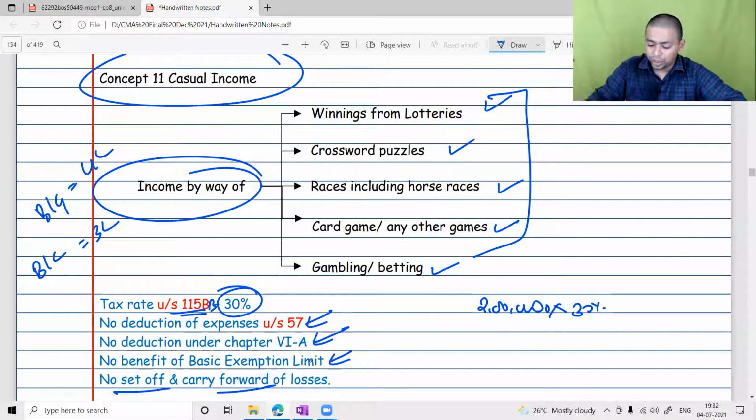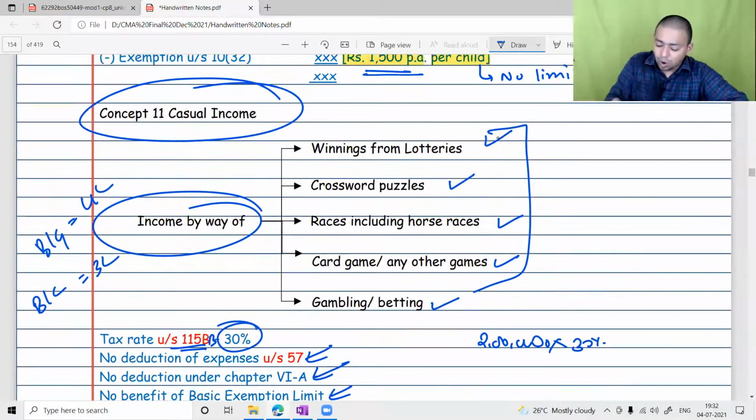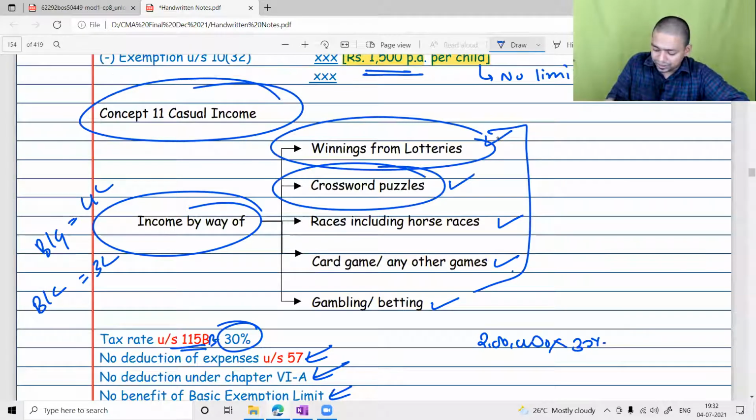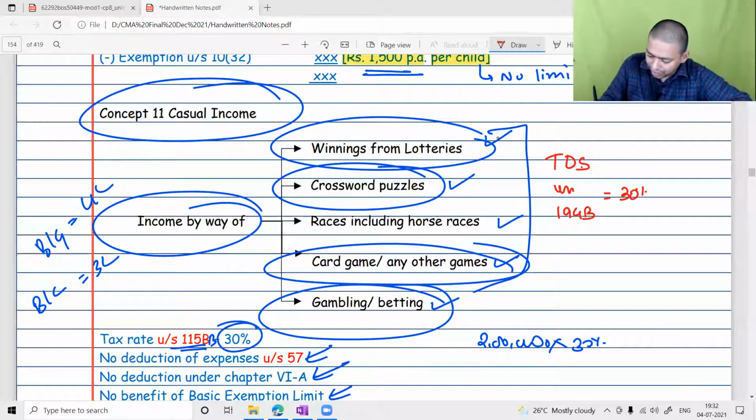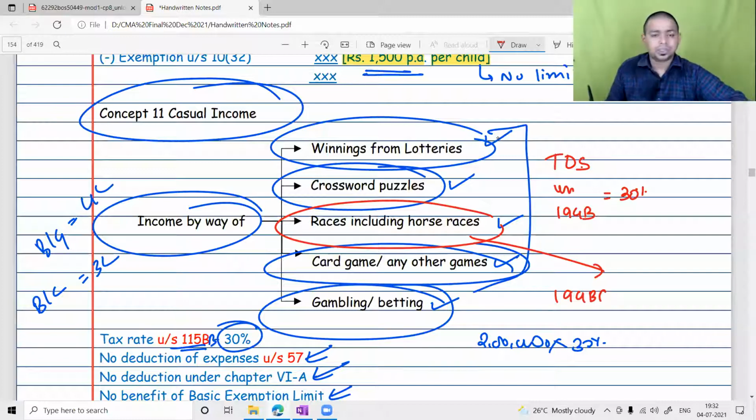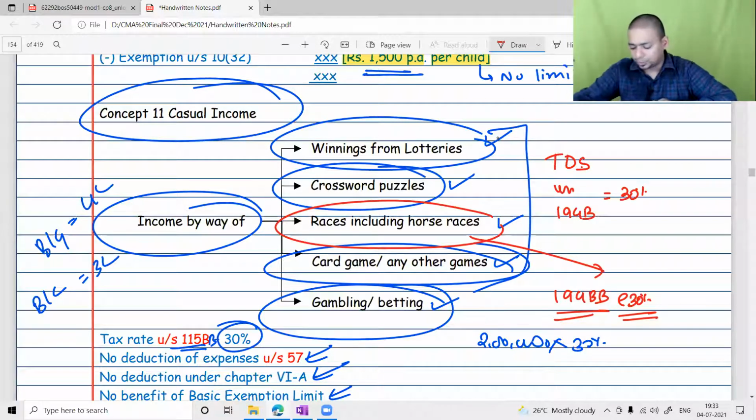Now, my dear friend, you need to understand one more thing here. For all these winnings from lotteries, crossword puzzles, card games and gambling, for all these 4 there is a TDS provision under section 194B. At the rate of 30%, TDS will be deducted. 30% is the TDS rate. And for horse races, we have TDS under section 194BB, deductible at the rate of 30%. You should know this.